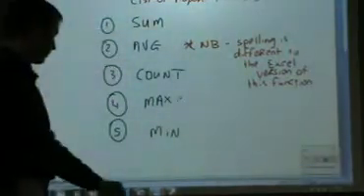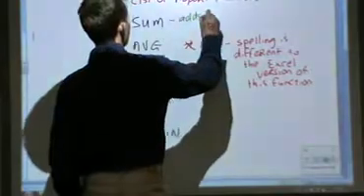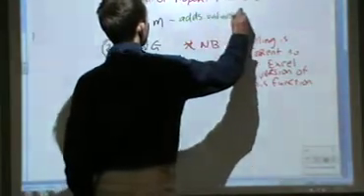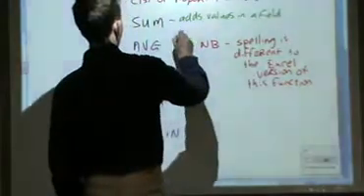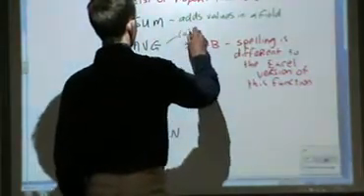So for those of you who haven't done functions before, I'll just put in a few things here. Sum adds values in a field. Average calculates the average.